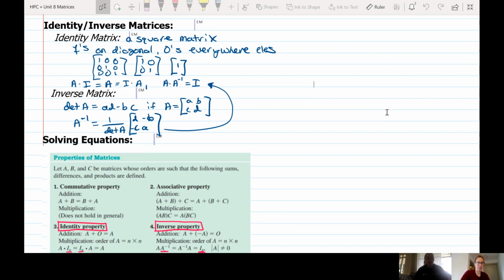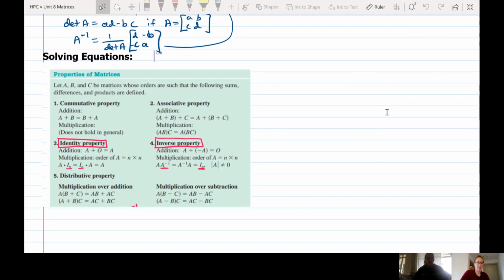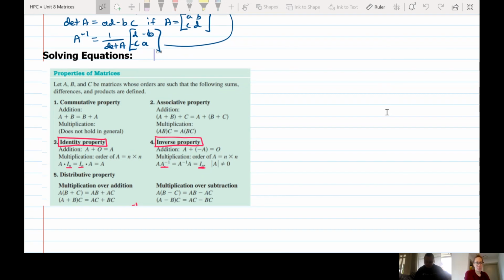Okay, and then for solving equations, we have these properties right here. I think the only ones that I really want to talk about are the ones that I have in pink there, from last time we talked about these.